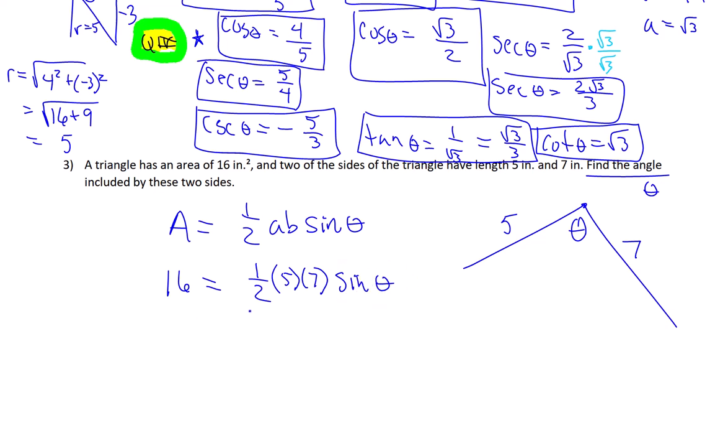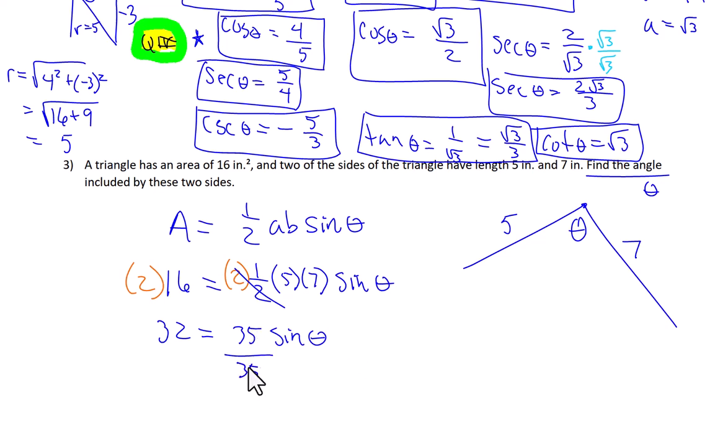So let's do that. This really means if I were to multiply both sides by 2, let's see, I'll put this in a different color, it's just doing some algebra here. If I multiply both sides by 2, then what we're really working with is 32 equals, those 2's would cancel the 2 and the 1/2. We'd have 32 equals 35, that's 5 times 7, sine of theta. So our goal is to find theta, which means we want to work on getting that alone next.